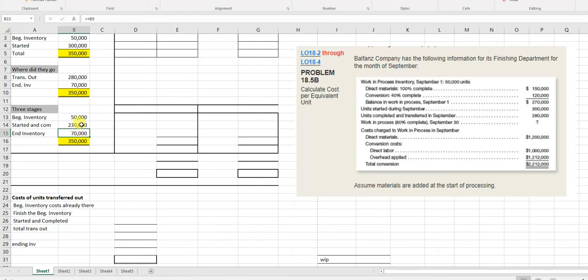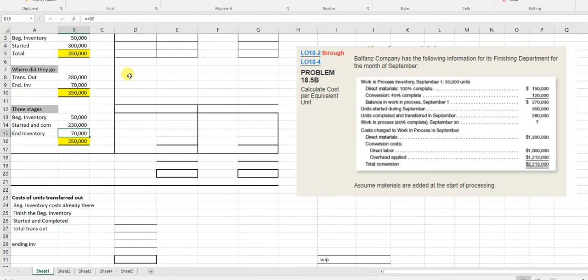So I must have started and completed 230,000 units, because I know 50 plus some number plus 70 equals 350. Some other people say, all right, if I transferred out 280 but 50 I didn't start, that's where I get the 230. Or if I started 300 but didn't finish 70, that's also where I get the 230. So this area right here is just so I don't lose track of units.